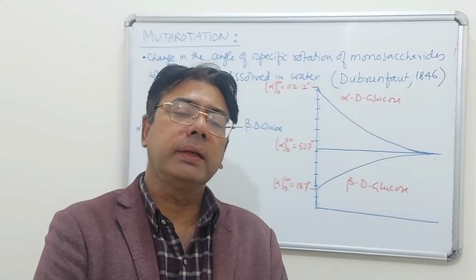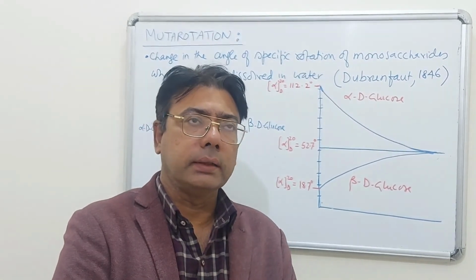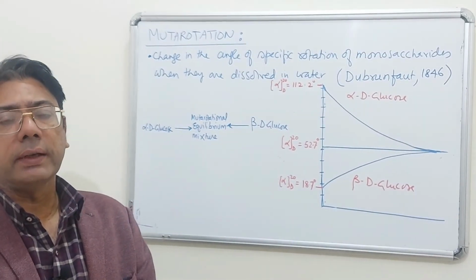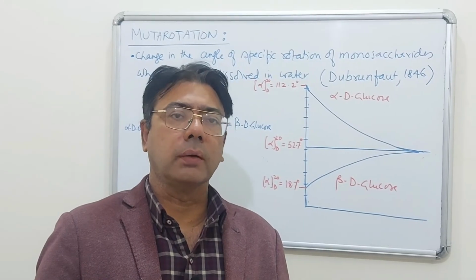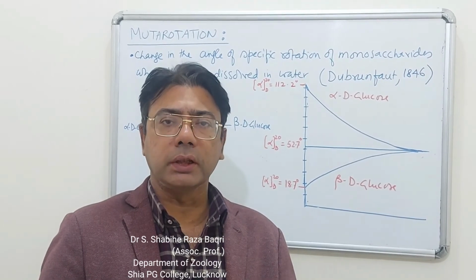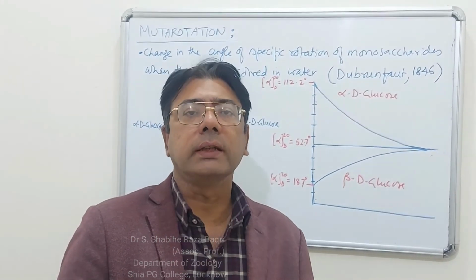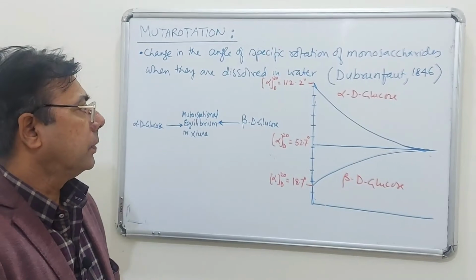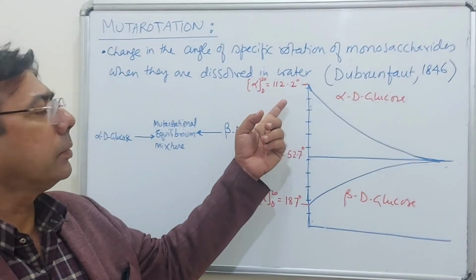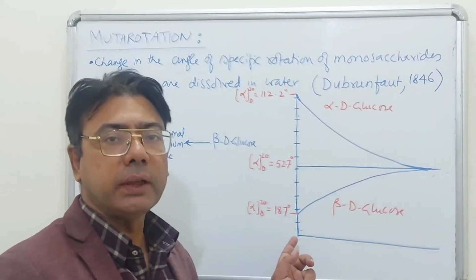Lastly, let me tell you about another important phenomenon related to monosaccharides, and this phenomenon is called mutarotation. It was observed by Dubrunfaut in 1846 that when a pure form of alpha D glucose or beta D glucose is kept for a while, its specific rotation changes and an equilibrium mixture is formed with a constant specific rotation. For example, in case of alpha D glucose, as you can see, the specific rotation is 112.2 degrees, and in case of pure beta D glucose, this value is 18.7.